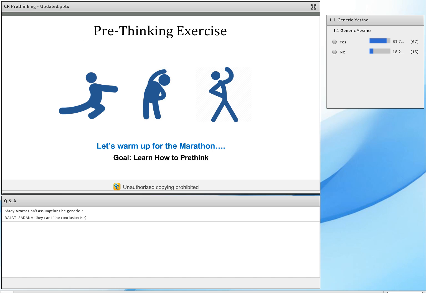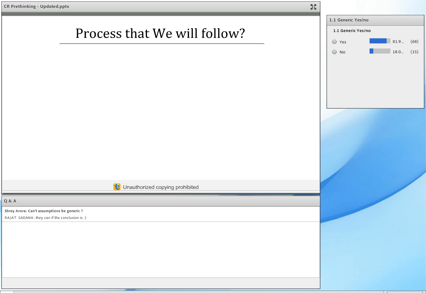Negation test works on assumption questions. There's a modification of the negation test that works on evaluate questions as well.